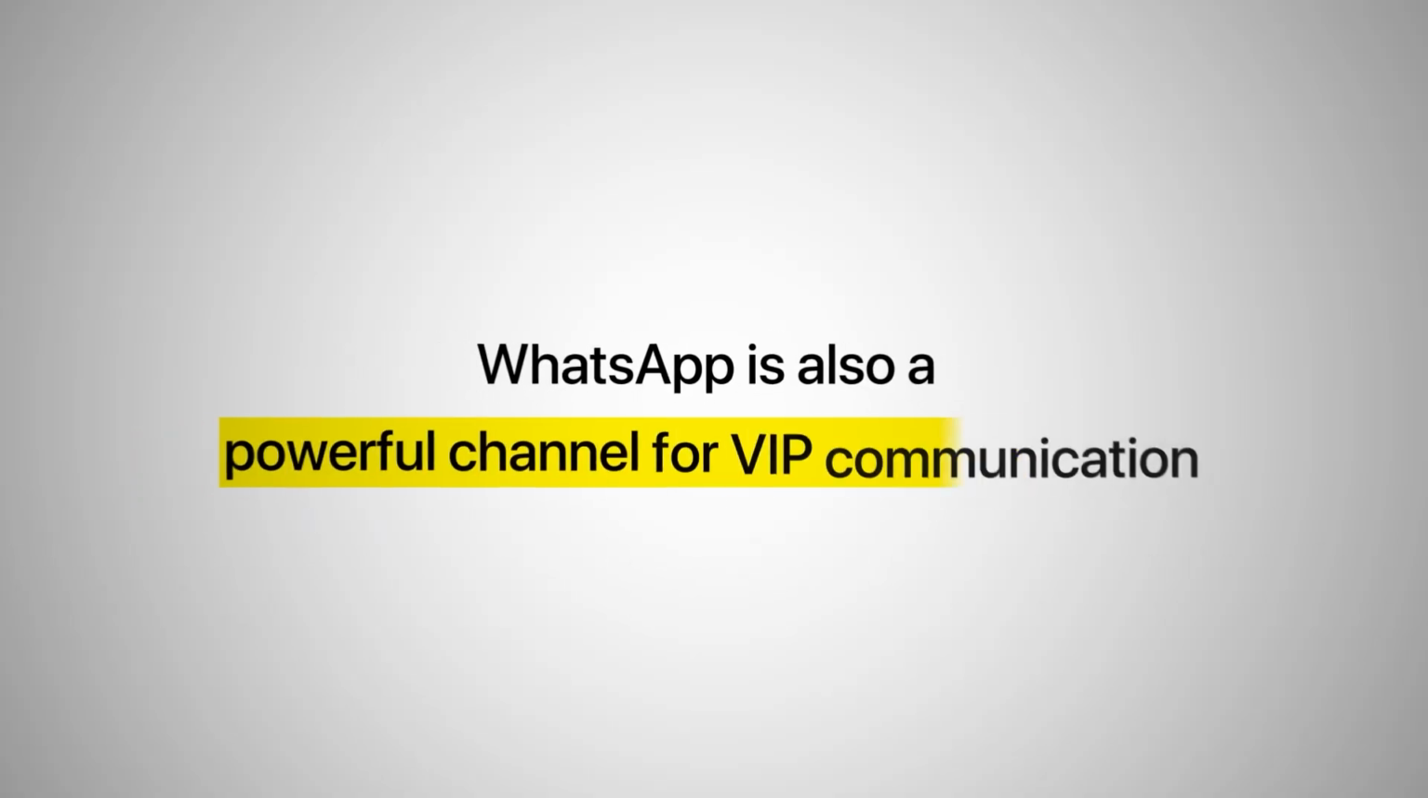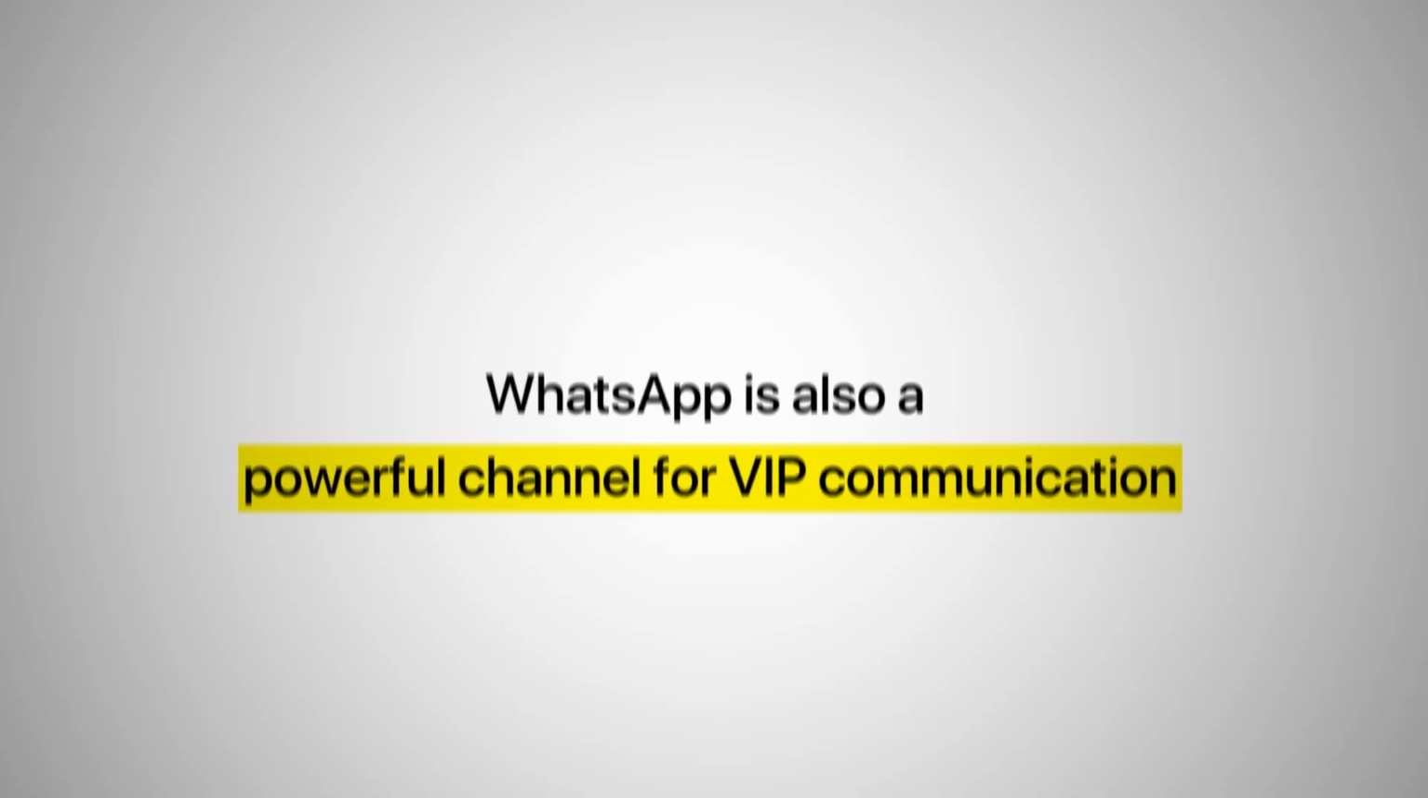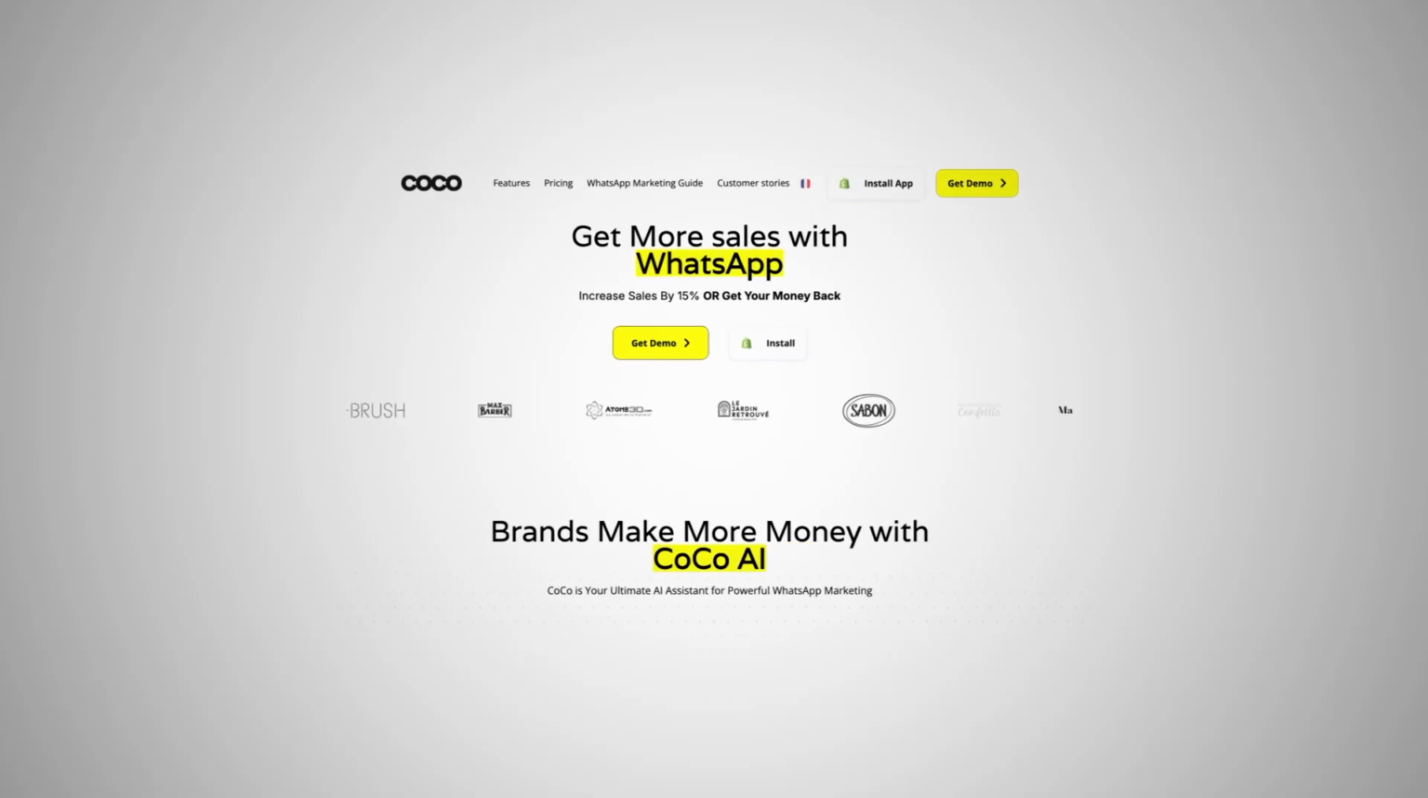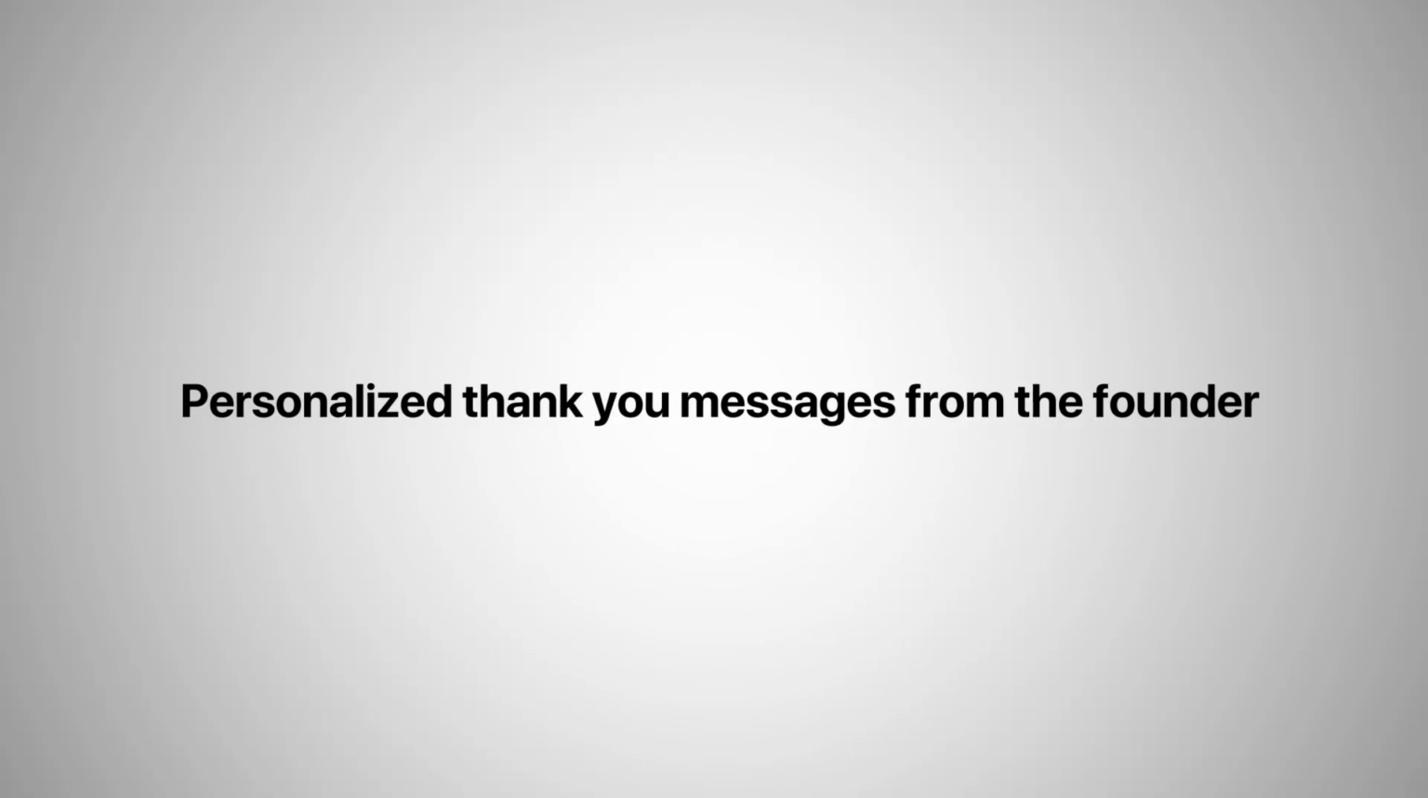WhatsApp is also a powerful channel for VIP communications. Once you've identified your VIPs, you can segment them in Coco AI and send them exclusive campaigns just to them. Things like VIP early access to sales, exclusive product drops, personalized thank you messages from the founder.